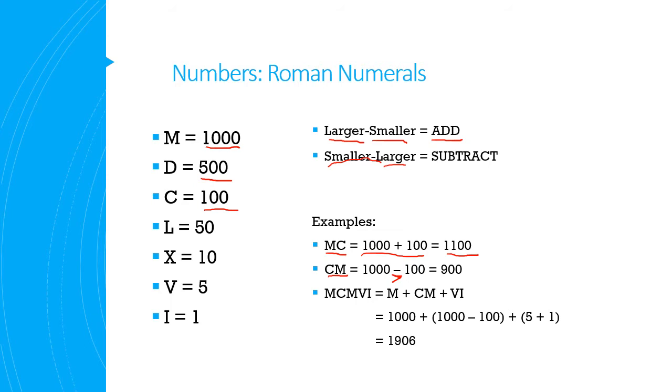If you have a Roman numeral that's made of multiple letters, then you split it into pieces. Here we split it into the thousands, hundreds, and the units. If we compute each one of these individually, it turns out that this Roman numeral is equal to 1,906.